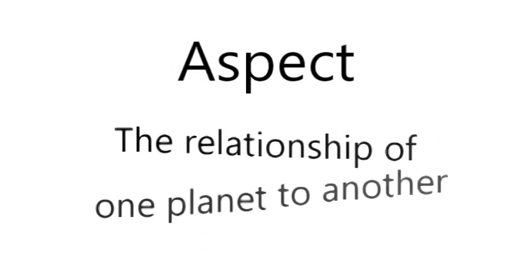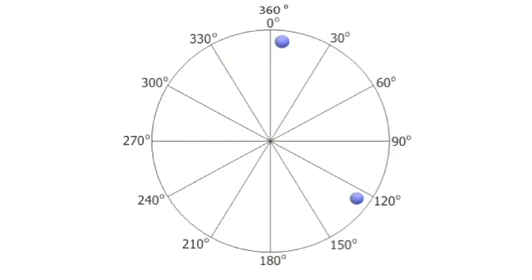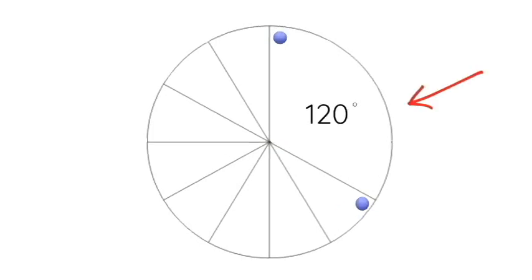The word aspect means the relationship of one planet to another in the chart. A more technical way to say it is that an aspect refers to the amount of space between two planets, or how many degrees of the circle separates them. Each angle gives a different relationship tone, from friendly and stimulating to very challenging.